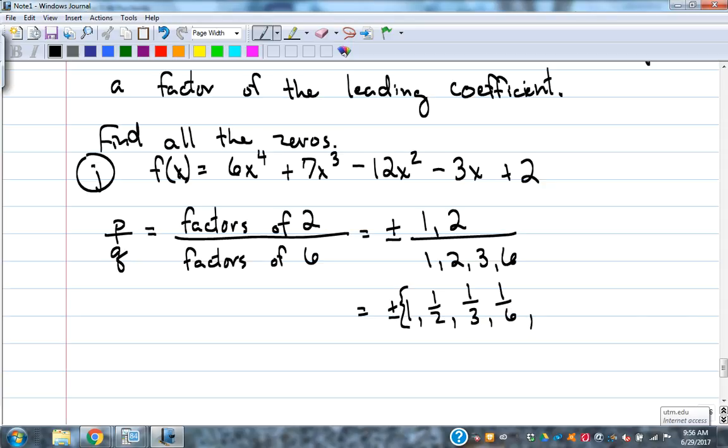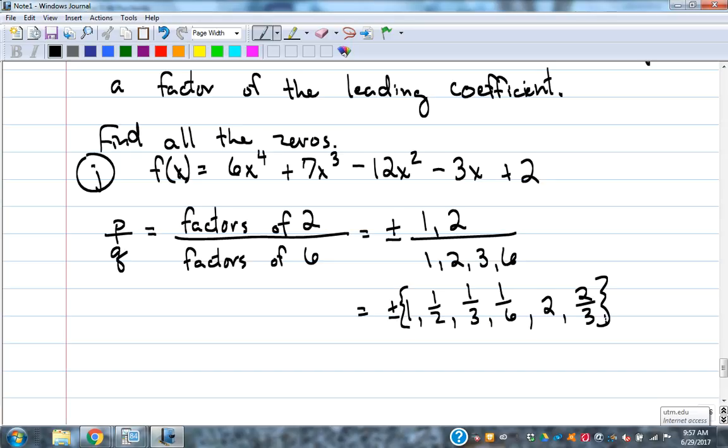Then I'm going to do the same thing with the 2. 2 divided by 1 is 2. 2 divided by 2 is 1. I've already got that written down. I don't have to write it again. 2 divided by 3, that's 2/3. 2 divided by 6, that's 1/3. So I've already got 1/3 written down. That's my list of possible rational zeros.